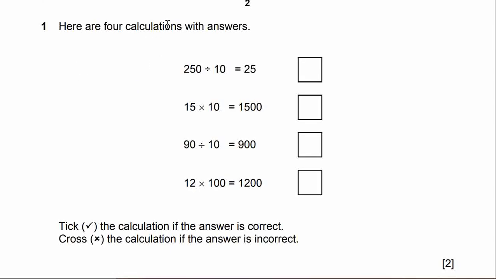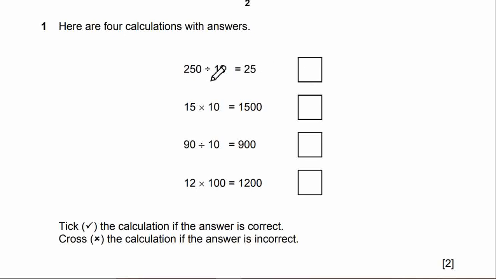There are 4 calculations with answers. So you see this is 250 divided by 10 equals to 25. 15 times 10 equals to 1,500. 90 divided by 10 equals to 900. 12 times 100 equals to 1,200. Tick the calculation if the answer is correct and cross the calculation if the answer is incorrect.